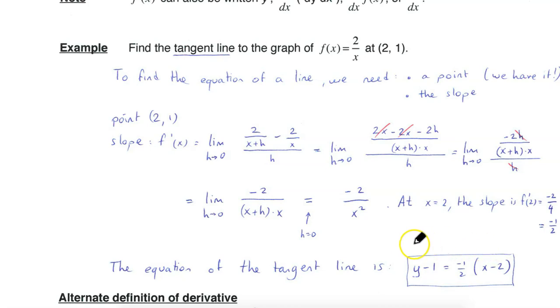So you want to just get used to only writing that. You don't need to distribute, you don't need to isolate y. We're happy with this answer. And the more you do it, the more comfortable you'll be. So I encourage you to start right away by using the point-slope form. You'll be comfortable with it sooner.